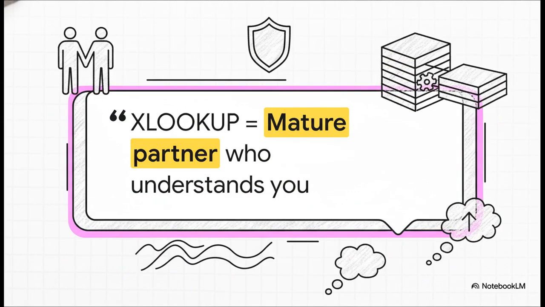XLOOKUP is that mature, reliable partner. It's flexible, it gets what you're trying to do, it doesn't break down under pressure, and it communicates clearly when something's wrong. It's the kind of partner you can build a future with, or at least a really, really solid spreadsheet.